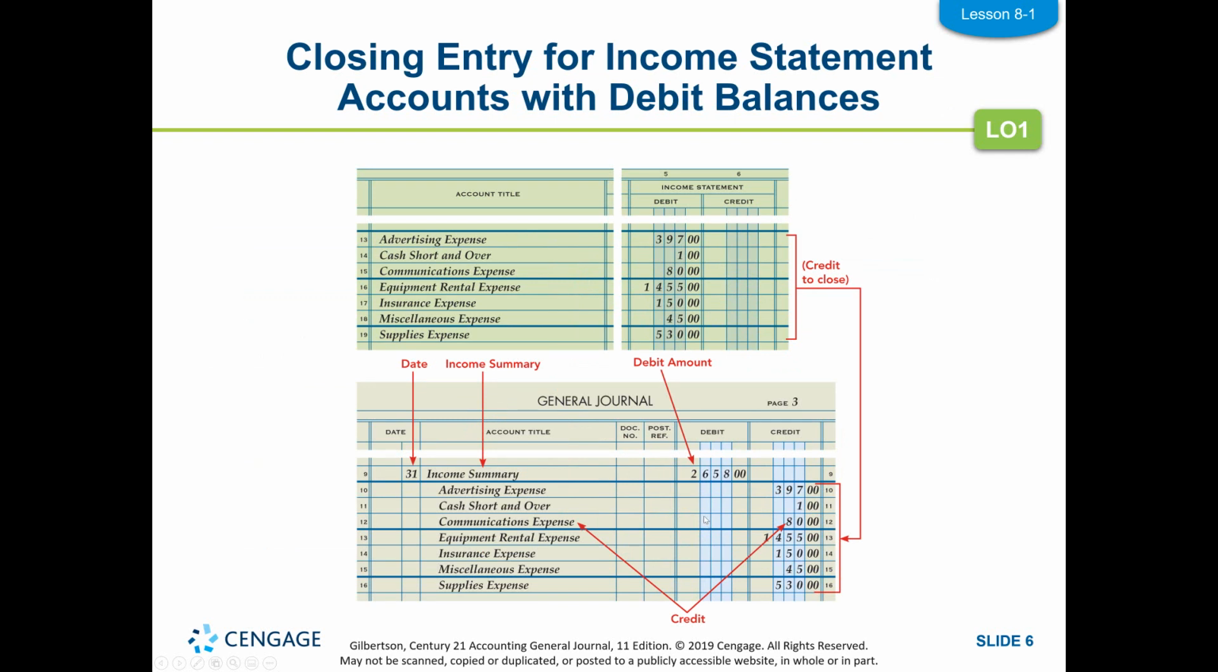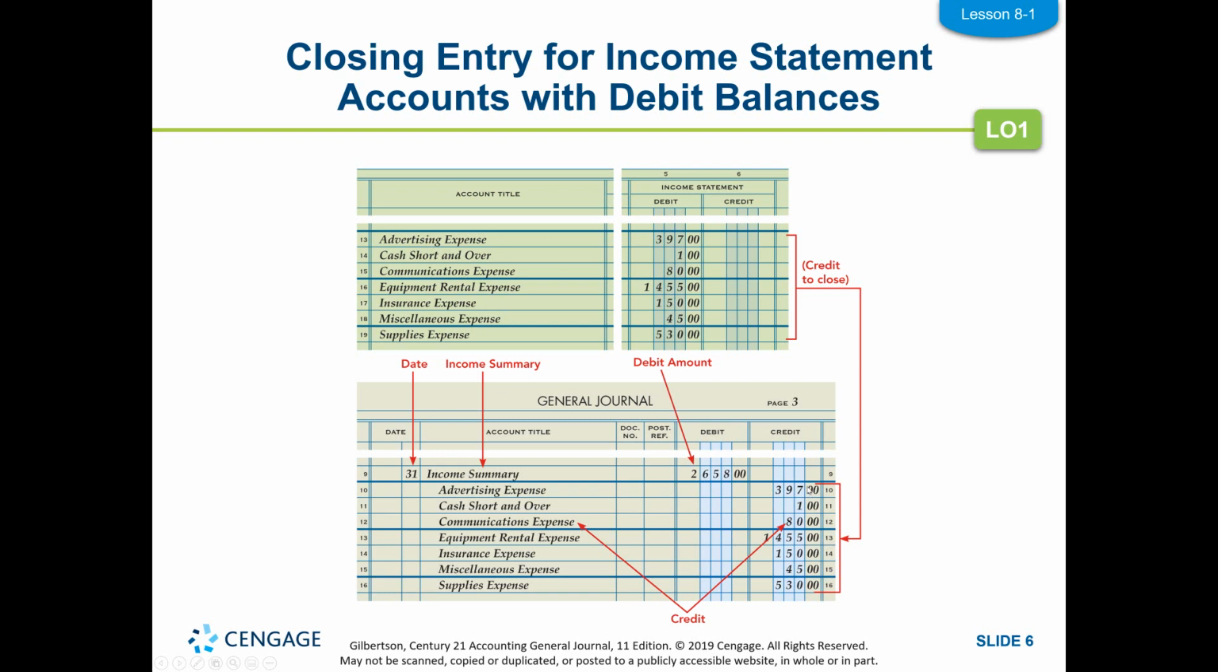So then I will go through and repeat that again on my income statement column for my worksheet with all of my expenses. All of these have a debit balance. I need to get them to zero. Insurance expense right here has a debit of $150. I need to get insurance expense to zero. So right here I'm going to credit $150.